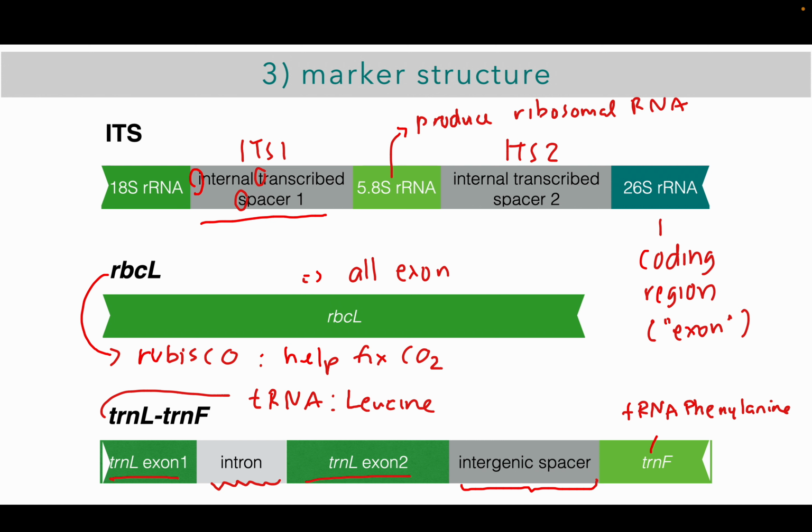Plant people are weird. We pick the weirdest markers. In animals, we're just like cytochrome oxidase 1, one exon, done. And you're like, oh, I don't like it. Some of the gray, some of the green. So the green is a coding region, and the gray part is what we call non-coding, the part that doesn't produce protein.